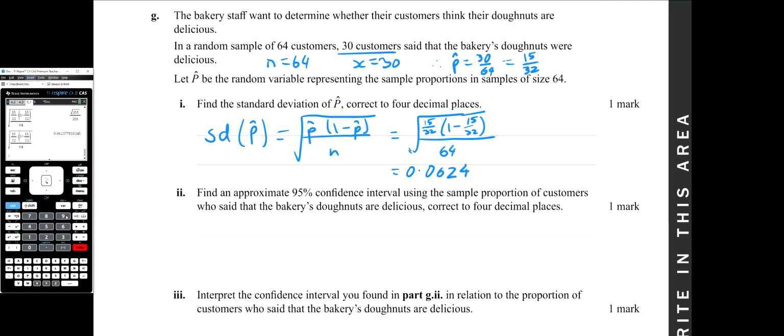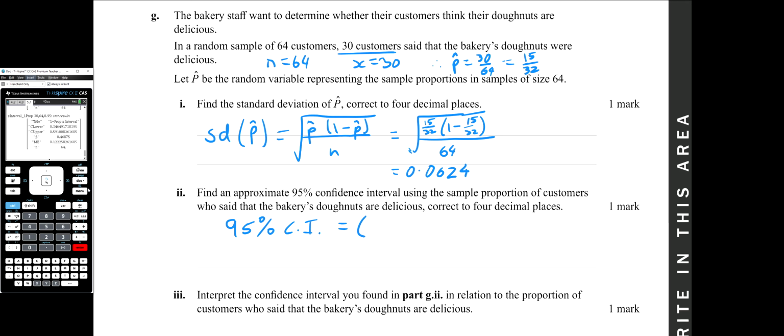So find an approximate 95% confidence interval using the sample proportion of customers who said that they're delicious, correct to 4 decimal places. Okay, we don't need to use the formula for this one. We can just go straight to the confidence interval command on the CAS. So menu 6 6 5, and successes, well, we know that there are 30 successes. The n value, sample size, is 64, and we want a 95% confidence interval. Control enter, and there we have it.